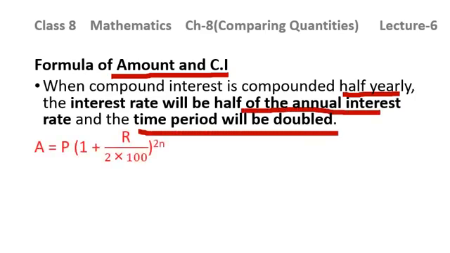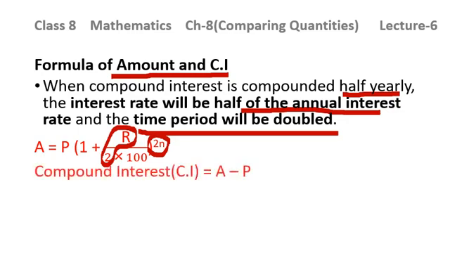So the formula will be, we have divided here our rate of interest by 2, because we have understood the concept of half yearly. How many conversion periods are there? 2. So rate will be divided by 2 and time will be multiplied by 2. Here you can write 2t also or 2n also. So what will be the formula of compound interest? It will be amount minus principal. We will be taking this amount minus principal, whatsoever it is given to us in the question.